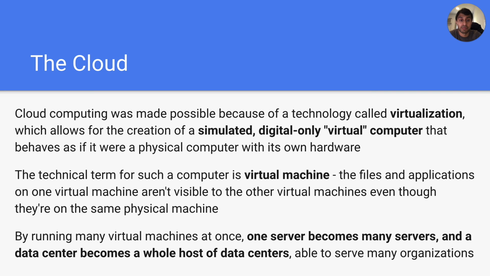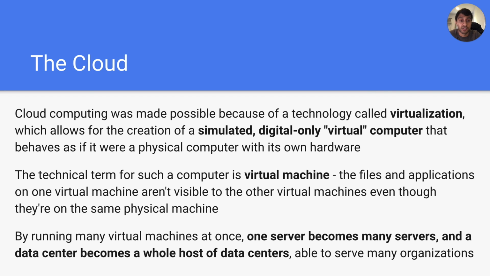When properly implemented, virtual machines on the same host server are sandboxed, which means they're kept separate from one another, so they don't interact with each other at all, and the files and applications from one virtual machine aren't visible to the other virtual machines, even though they're on the same physical machine. By running many virtual machines at once on a single physical machine, one server becomes many servers. And that should be the main takeaway from this slide.